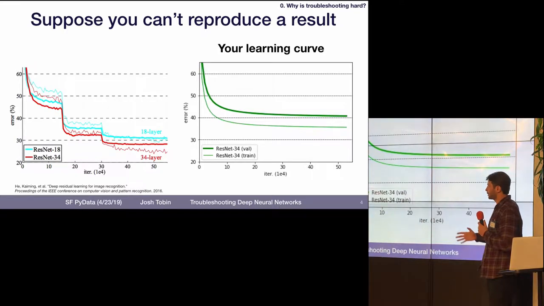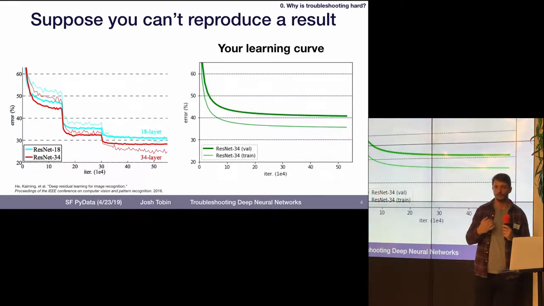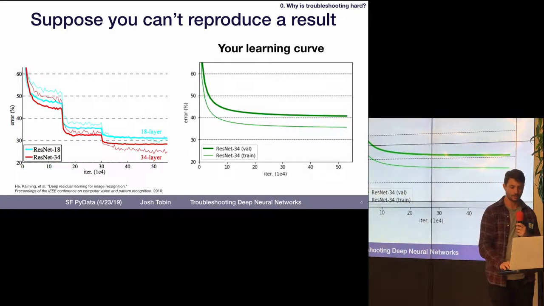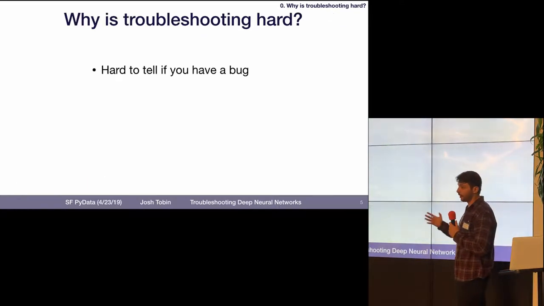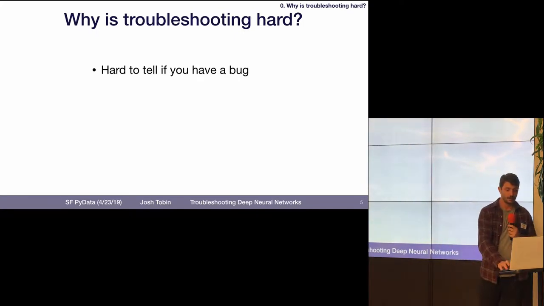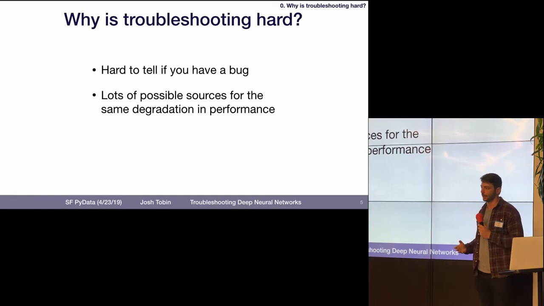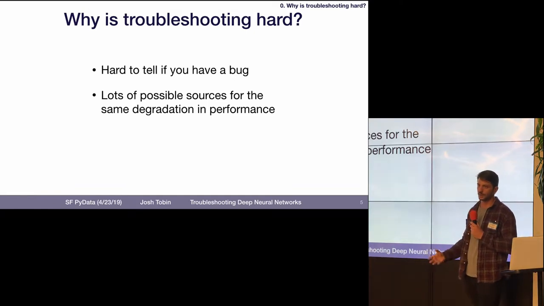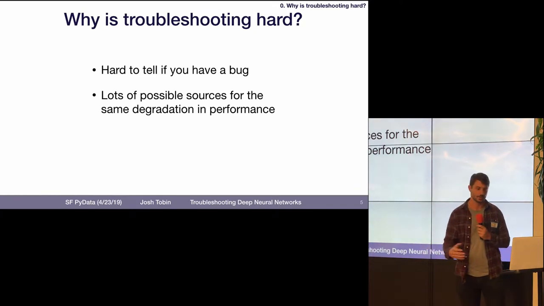The challenge here is that we know something is wrong because our result looks different, but just looking at the learning curve doesn't give us any information about why it is wrong. Even if you're lucky enough to know that you have a bug in your code, there are many different possible sources for the same degradation in error. It could be a problem with your training data, a bug in your implementation, or a problem with your hyperparameters.